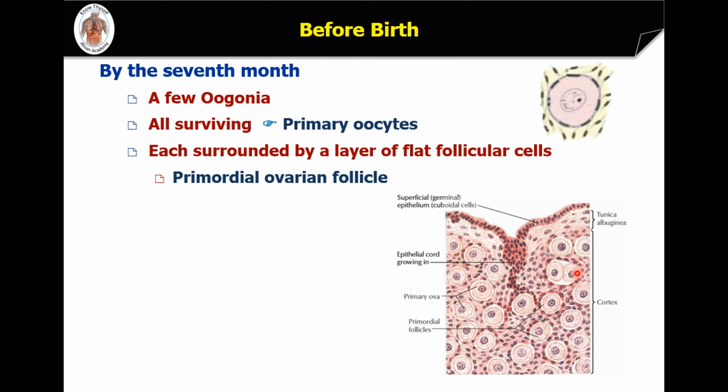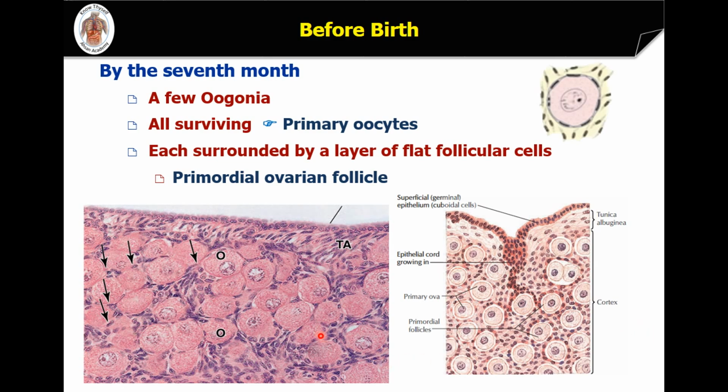Sometimes we may find 2 oocytes in one follicle before birth. Maybe it's some small clusters. You can see this is the primary oocyte surrounded by flat cells. So each one is separated now. This is known as a primordial ovarian follicle. The ovary is now full of primordial ovarian follicles.